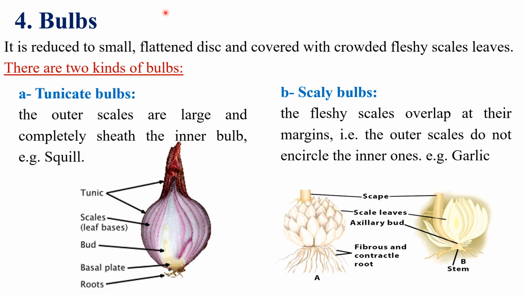In the scaly or imbricated bulbs, each fleshy scaly leaf overlaps at its margin, constituting what are called garlic cloves. There is only an outer scale which includes the other inner cloves, for example, what happens in garlic, and also the inner hard part constituting the bud. This part is the reduced stem, and each clove of the garlic we use is an entire fleshy leaf overlapping at its margin and closed to form this clove.